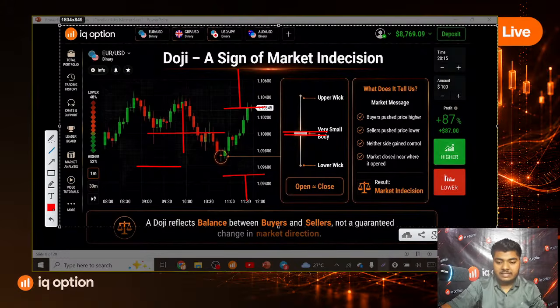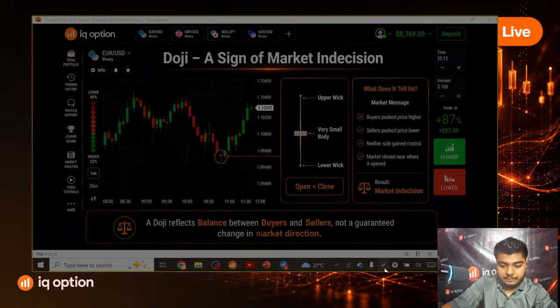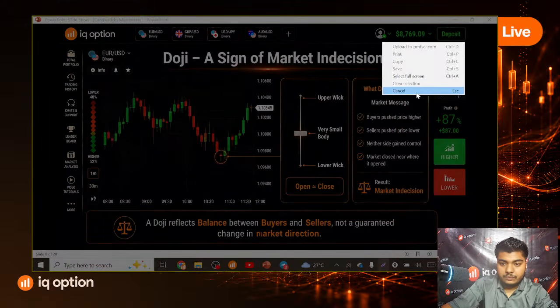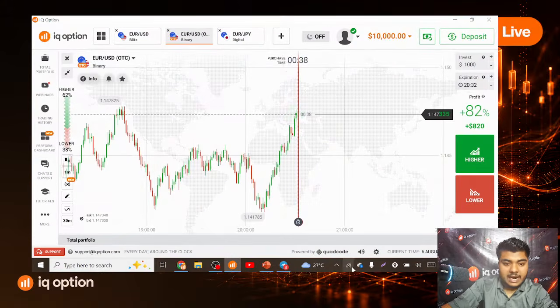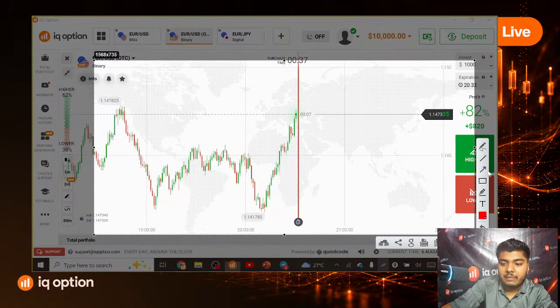As we already discussed in our market structure class, a sideways market. What is actually a sideways market? A sideways market literally means neither buyers nor sellers are in full control.